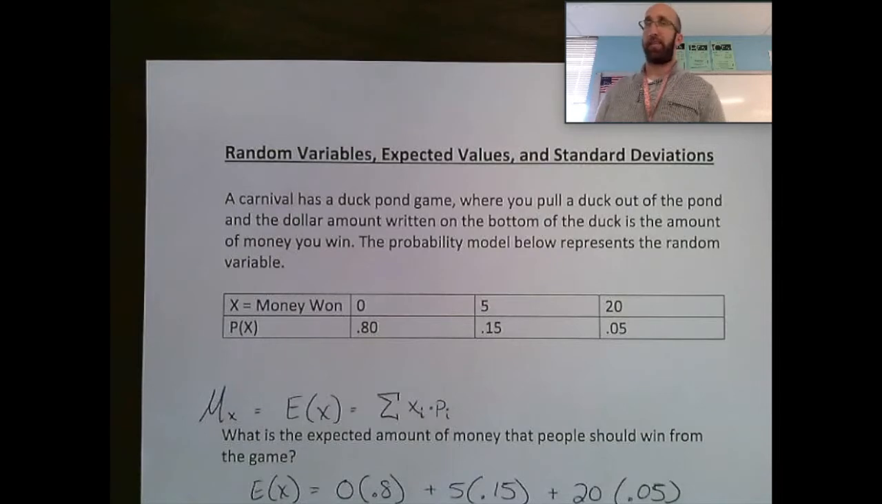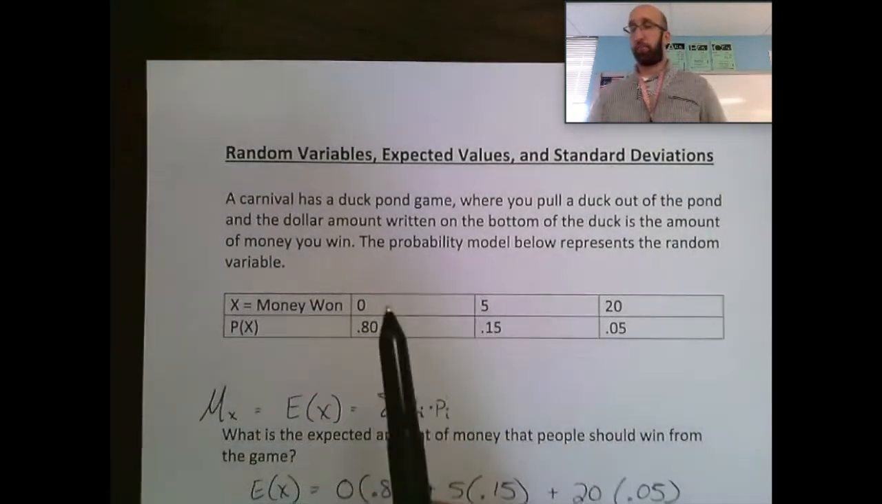So let's start with the idea of what a random variable is, and then we'll get into the other two topics. So set up a very basic example here. I say a carnival has a duck pond game where you pull a duck out of the pond and the dollar amount written on the bottom of the duck is the amount of money you win. The probability model below represents the random variable.